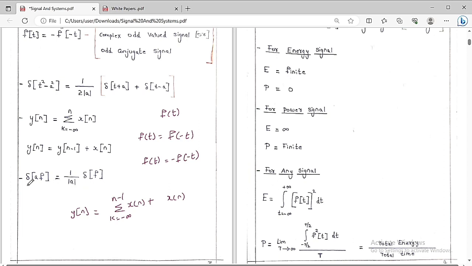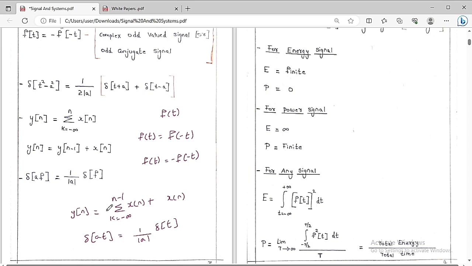Then the next point is delta of a into f. So delta of a f is nothing but 1 by mod a times delta of f. Just now we have discussed this formula, right? Delta of a t, which is 1 by mod a into delta of t, where t is a dummy variable. You can use any variable: t, x, or f also. f is the frequency domain and t is the time domain. You can use any variable, the formula is still going to be satisfied.